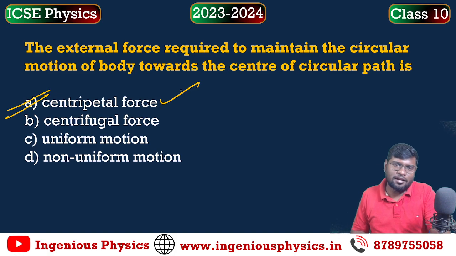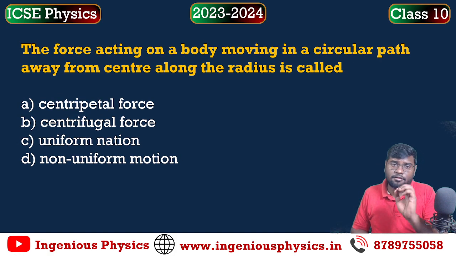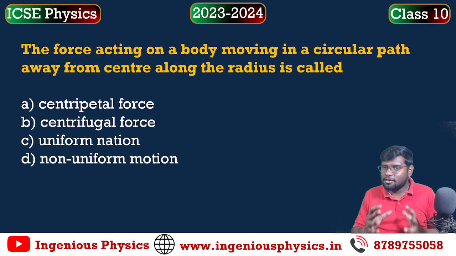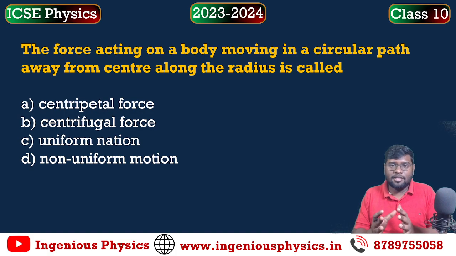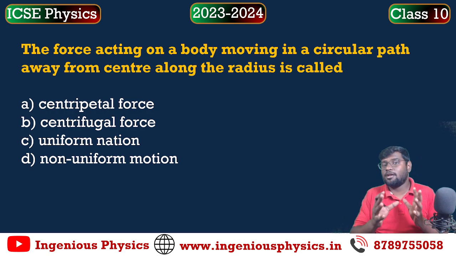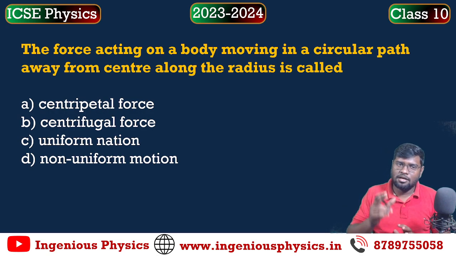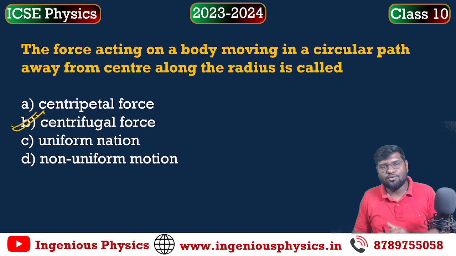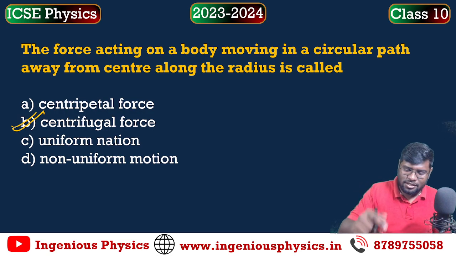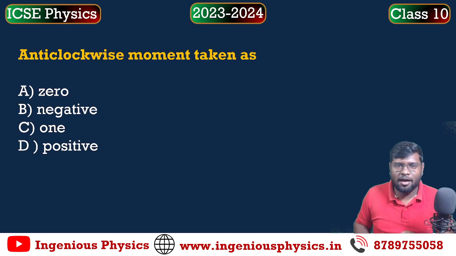Now let us move to the next question. The force acting on a body moving in a circular path away from the center along the radius is called. Definitely in the previous question it was towards the center, so that is centripetal force, and now it is away from the center, so it will be centrifugal force, right? I hope you understood this one. So now let us move to the next question very quickly.